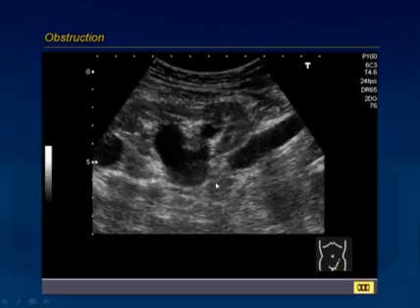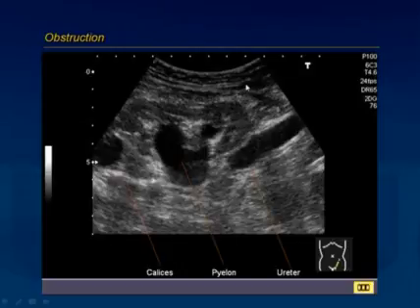Now in this picture you can see a severely dilated pelvis of the transplant extending into the calyces, and this is proper obstruction, at least moderate I would say, and we can also see the ureter of this transplant dilated, and in this case it was a stenosis of the transplant ureter close to where the transplant ureter enters the urinary bladder.